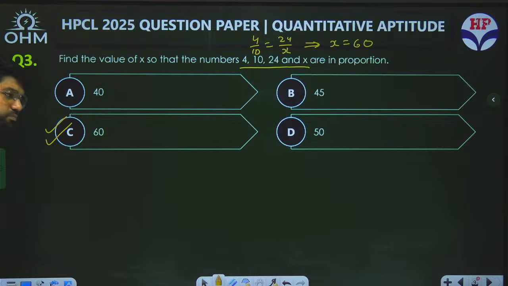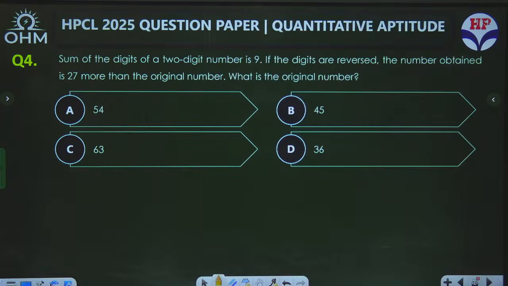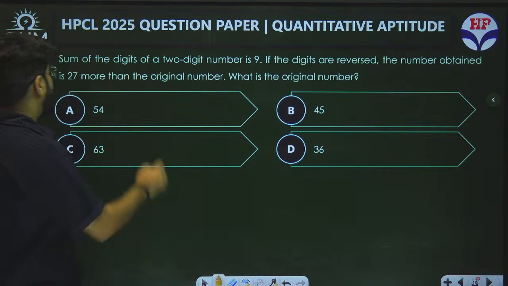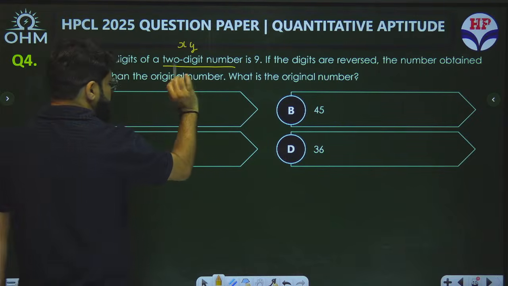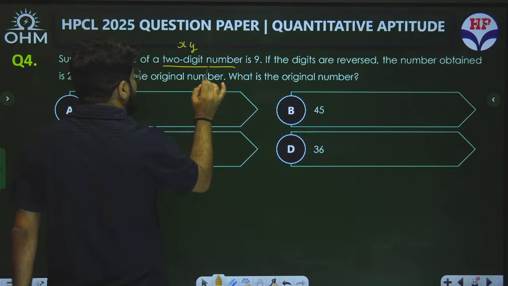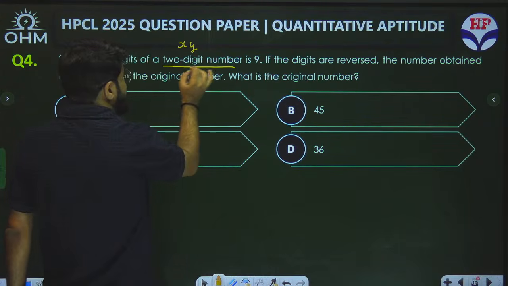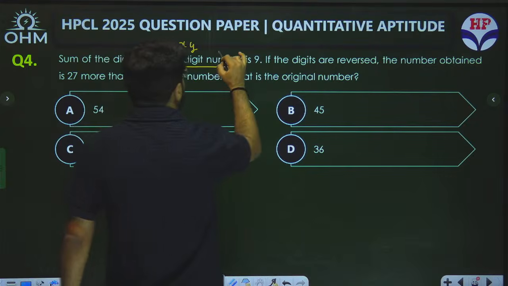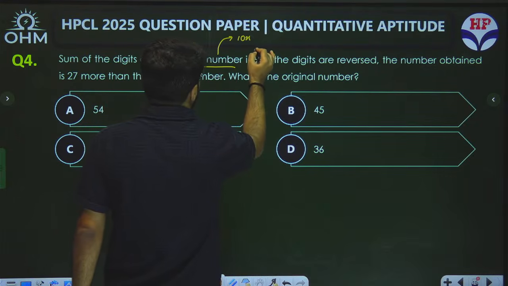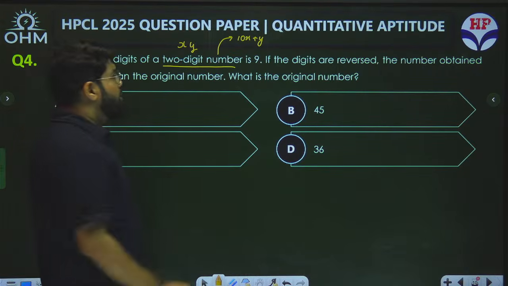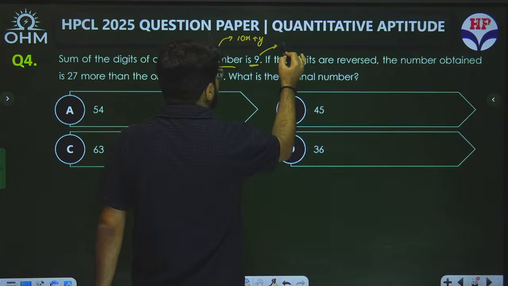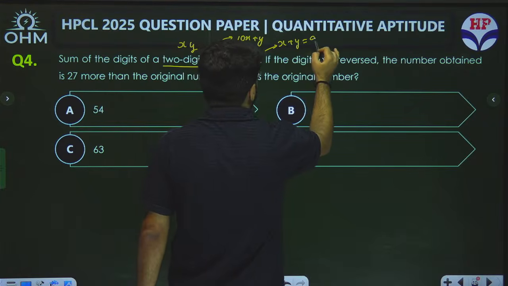Next question, number 4. The sum of the digits of a 2-digit number is 9, and if the digits are reversed... Suppose you assume the 2-digit number initially as xy. These are the 2 digits. If the 2 digits of a number are x and y, the number is actually represented as 10x plus y. This is the units place, this is the tens place. The sum of the digits is 9. What is the meaning of this statement? The sum of the digits alone: x plus y equal to 9.